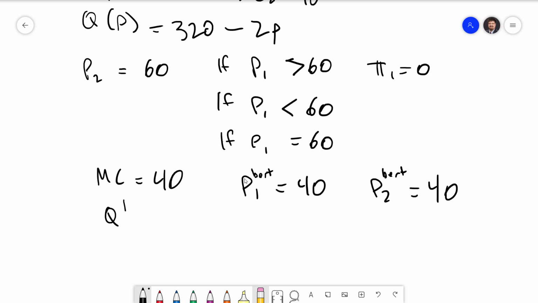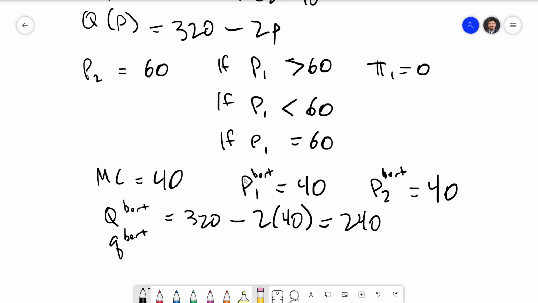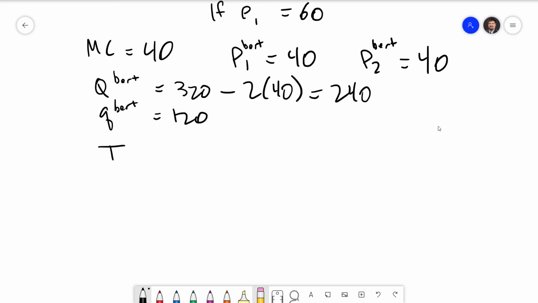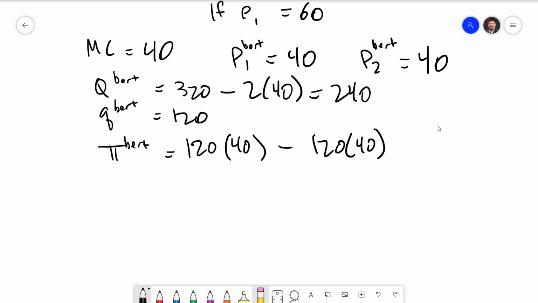Our equilibrium quantity will be 320 minus 2 times 40, which is 240. And that means each individual firm is going to sell 120 units. And the profit they make is going to be 120 times 40 minus 120 times 40. They're charging a price exactly equal to their average cost, and so they're going to make zero profit.